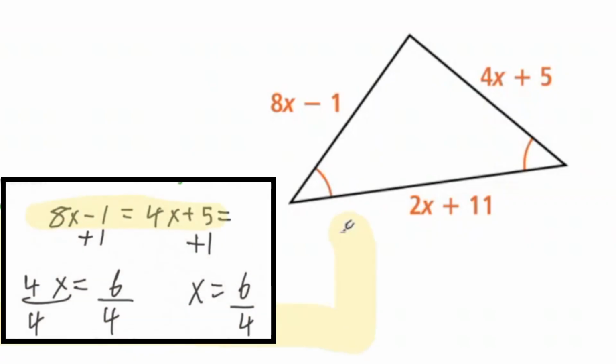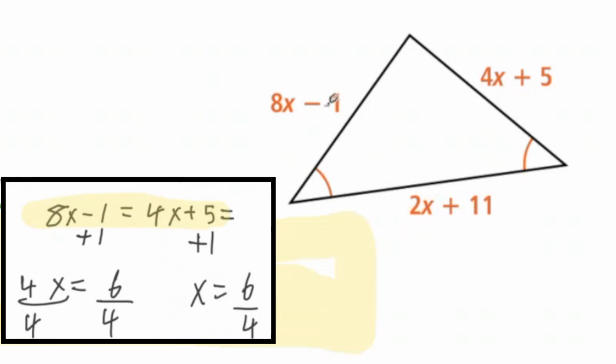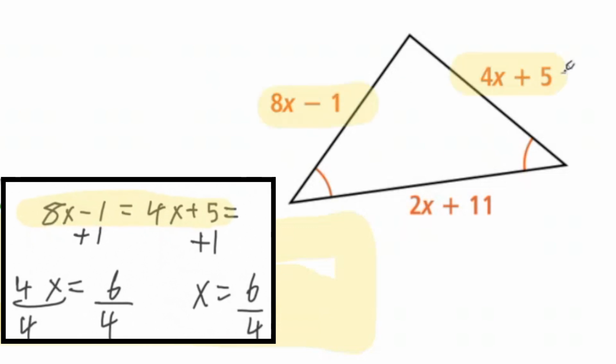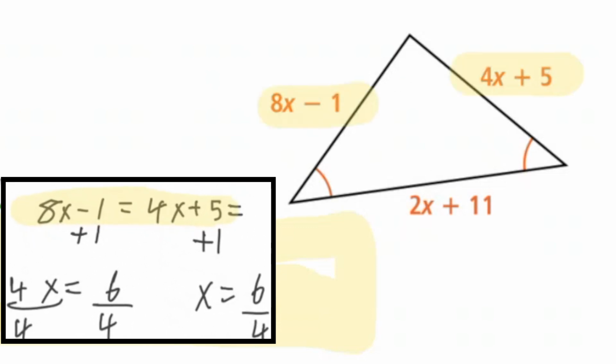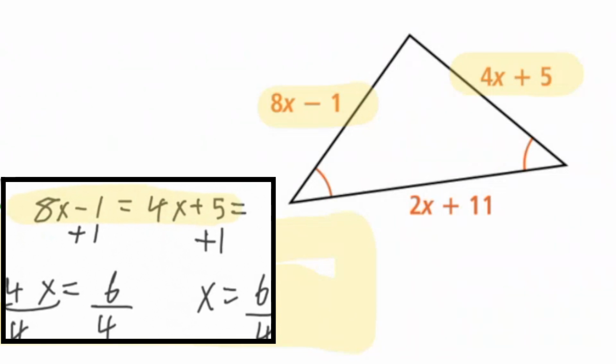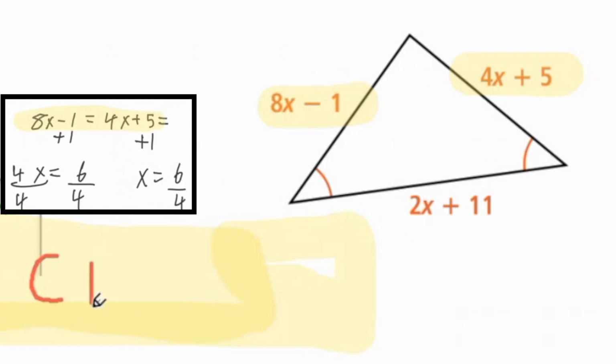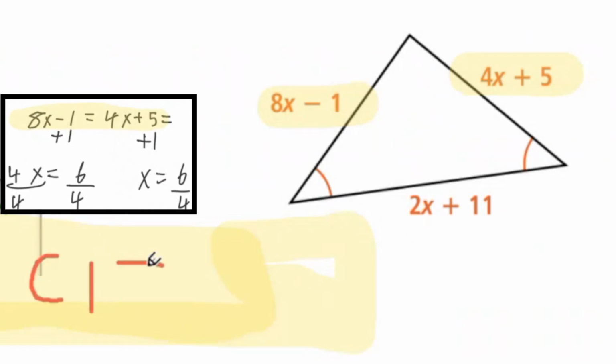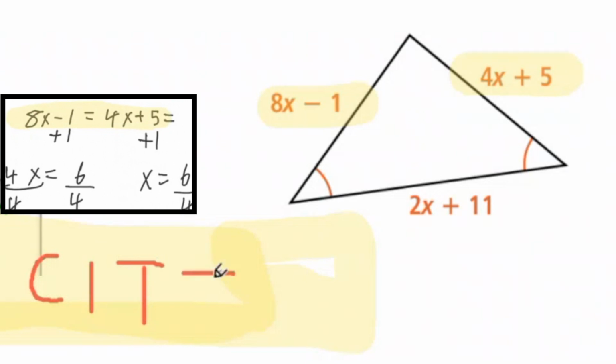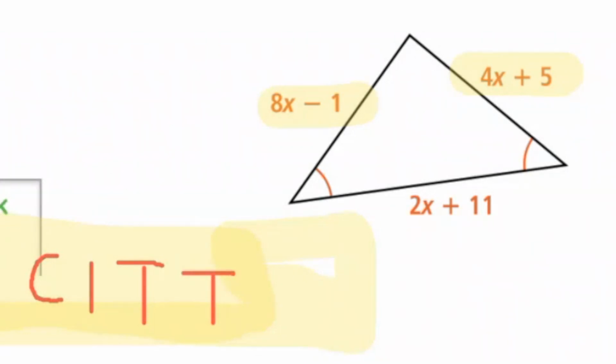Tell me, who allowed you to write this side congruent to this side? Isosceles Triangle Theorem, right, teacher? The converse of the isosceles triangle theorem. Is that clear?